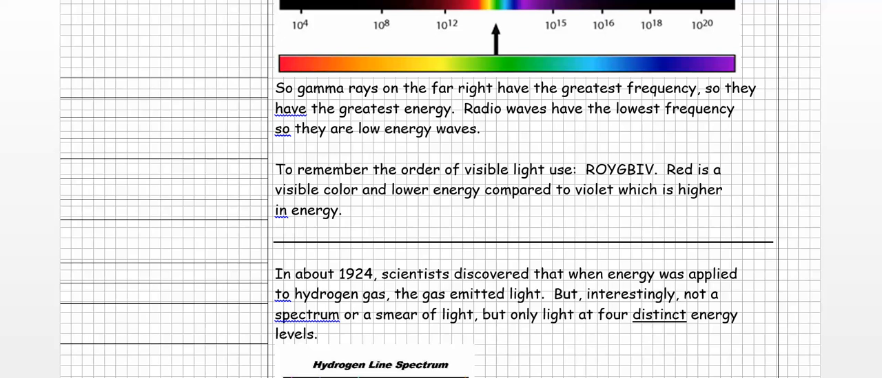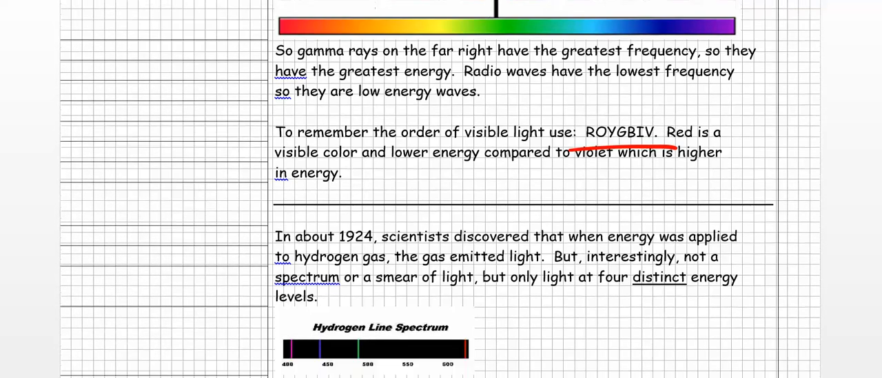To remember the order of visible light, use this: Roy G. Biv. You probably learned that in elementary school. Red, orange, yellow, green, blue, indigo, and violet. Now, red is a visible color and lower in energy compared to violet, which is higher in energy. So we're going from low energy to high energy when we say Roy G. Biv. But that's the order of the colors of visible light in the electromagnetic spectrum. Roy G. Biv. All right.